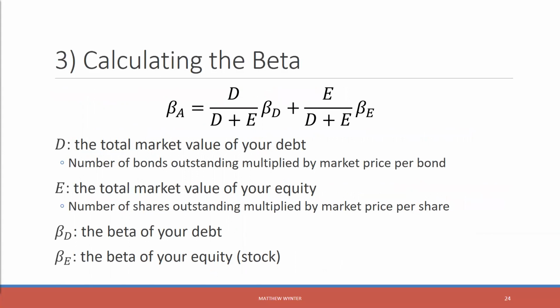So the market value of your debt is going to be the number of bonds outstanding multiplied by the market price per bond. And for the market value of your equity, we know it's the shares outstanding multiplied by the market price for your shares.